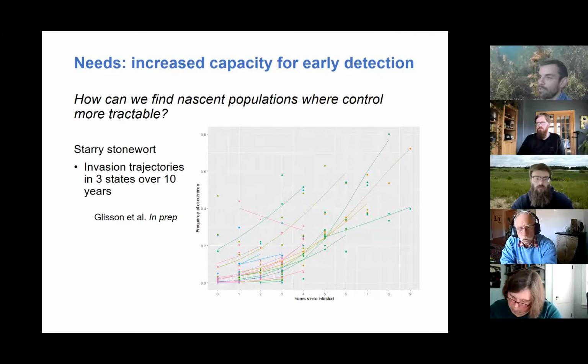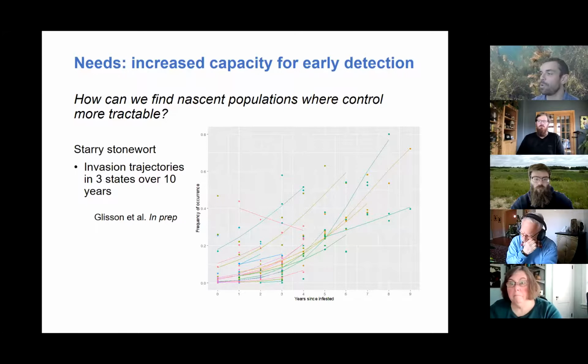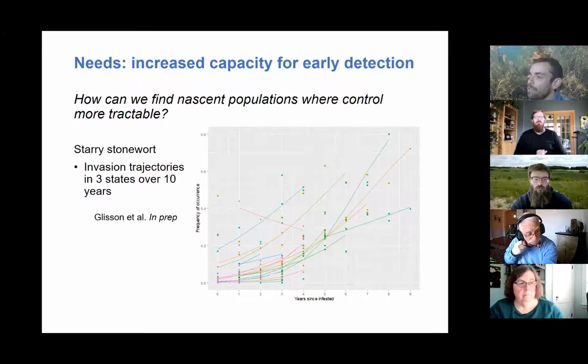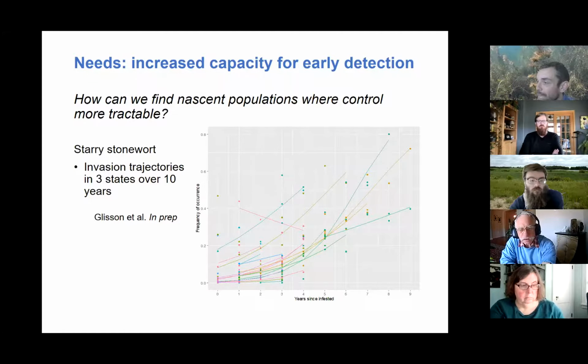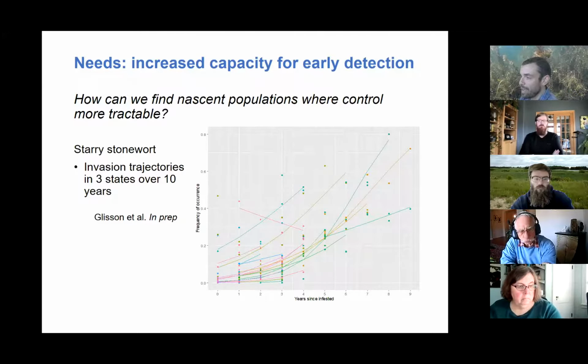And I'll return to Starry Stonewort. So this is some work in progress by Wes again. And this is showing invasion trajectories in 3 states, Minnesota, Wisconsin, and Indiana over the past 10 years. Each of these lines represents one of 35 lakes in this data set. And Wes is synthesizing and examining this data to look at patterns in terms of management outcomes. You can see just from this figure that we're seeing really rapid expansion of this species within invaded lakes.